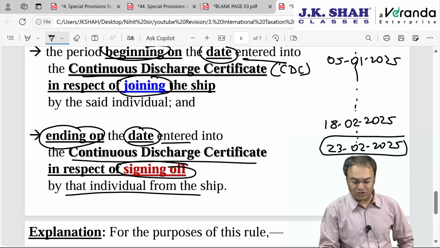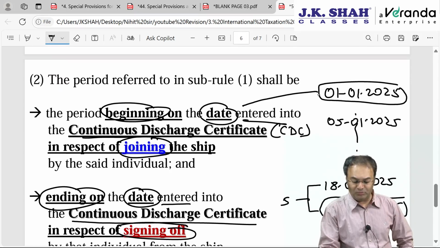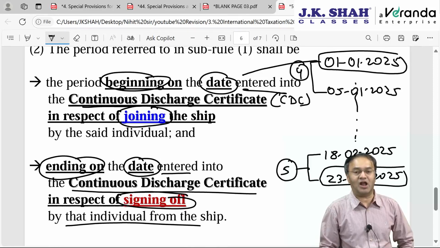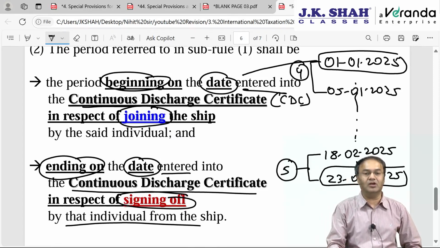23rd February 2025. That means they were not in India for these 5 days, though the ship has already come, and they will not be deemed to be in India for these 4 days. So first 4 days and last ending 5 days, 9 days they are out of India. Are you following this? Okay.